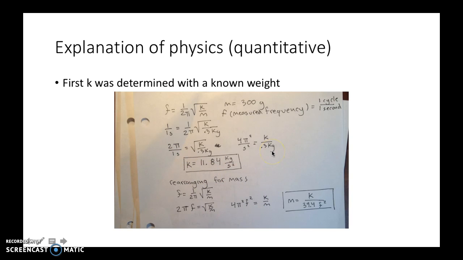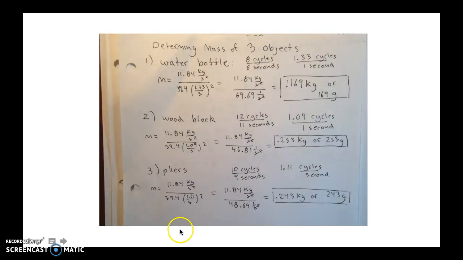Then for the subsequent calculations, I rearranged the frequency equation for mass because that's what we're solving for. Eventually, mass equals the K constant divided by 39.4 times the frequency value squared. So here's my work for each of them.